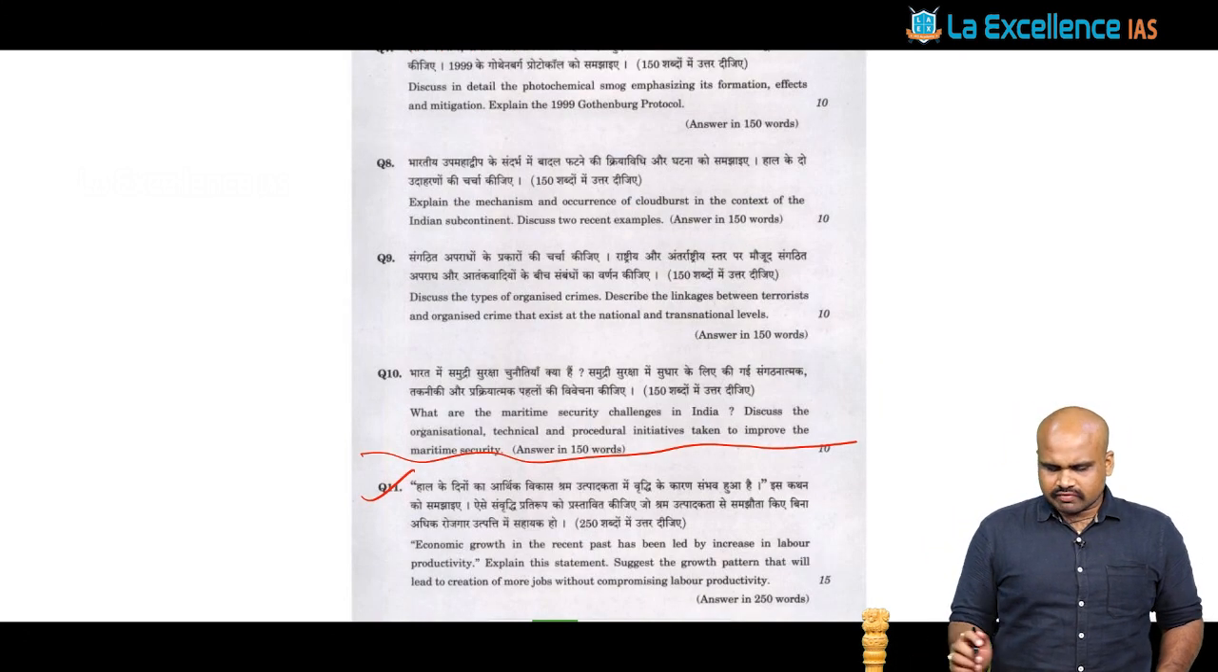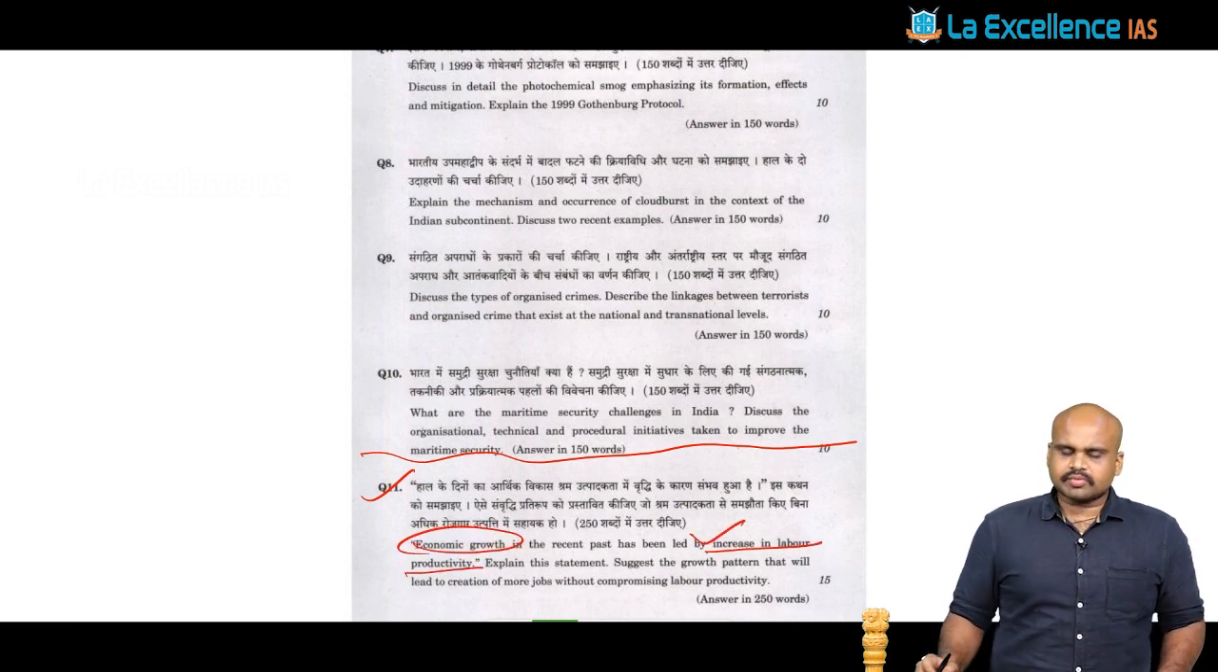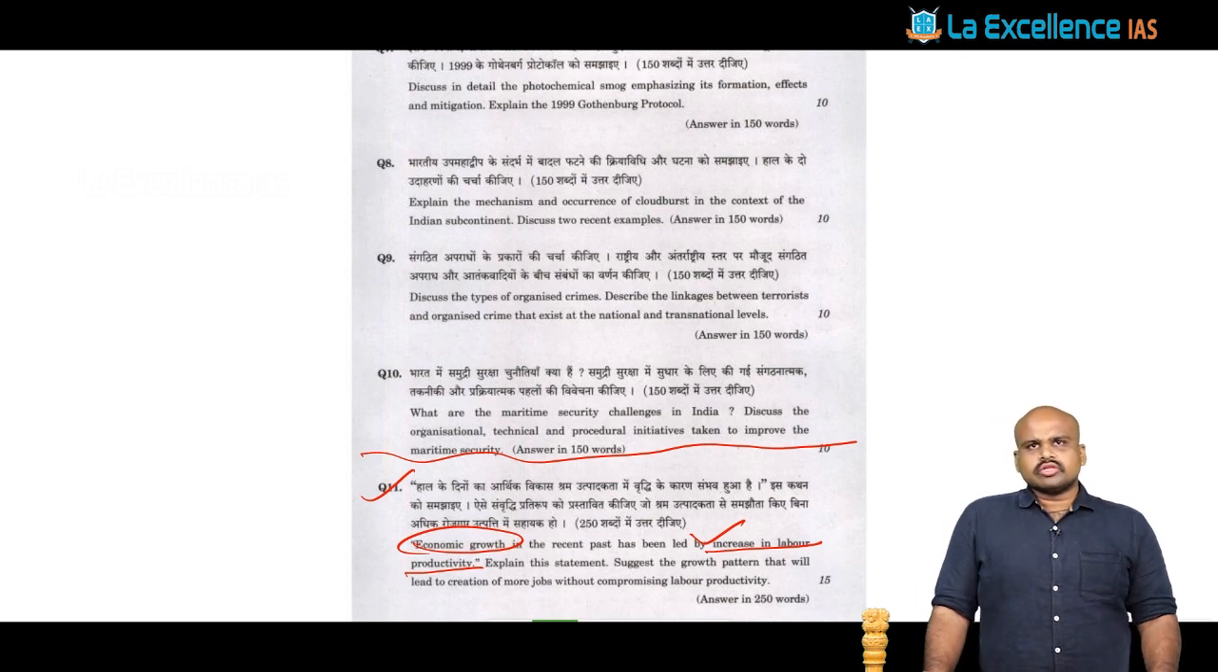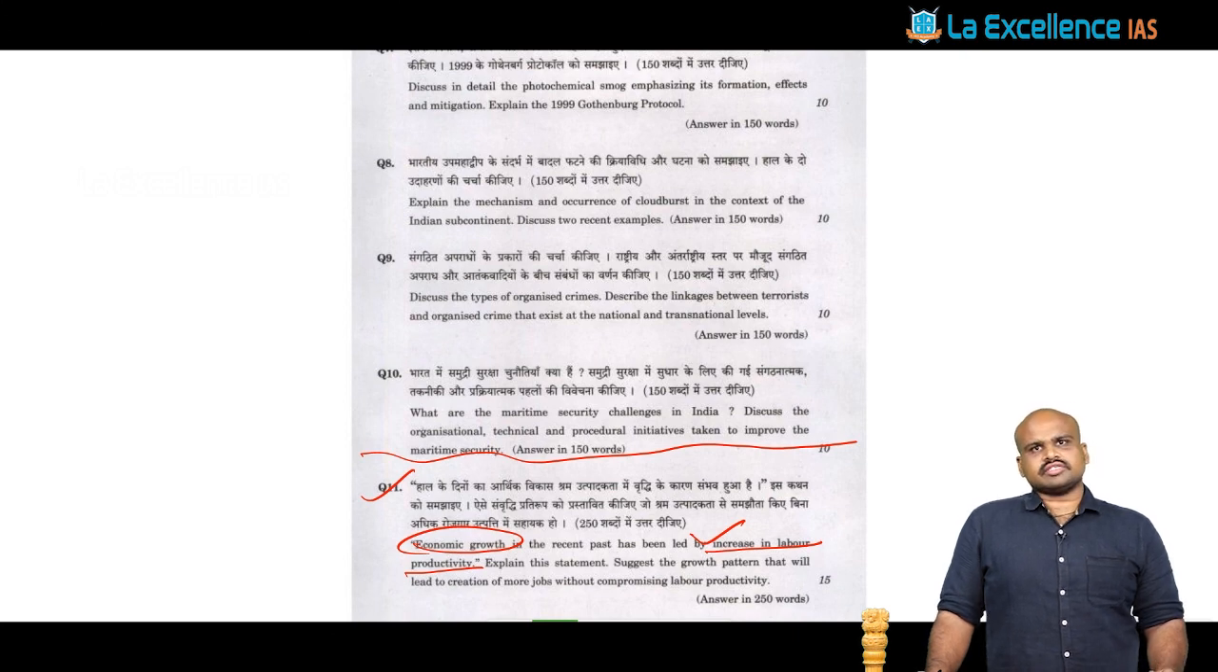When you look at the 11th question, which is a 15 marker, it fundamentally says that economic growth in the recent past has been led by an increase in labor productivity. And you know that labor is one of the factors of production. It is asking how this labor productivity resulted in the economic growth in the recent past.